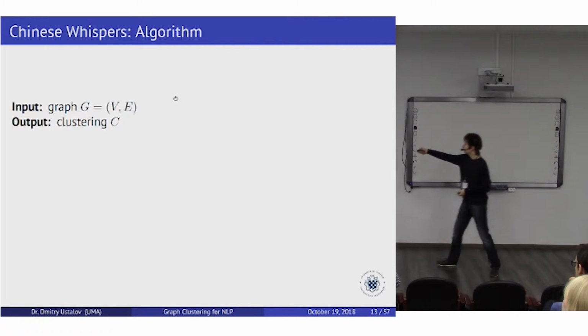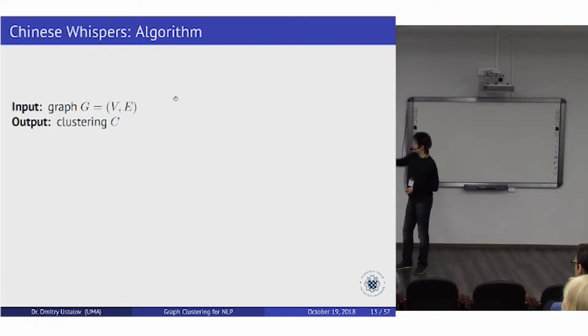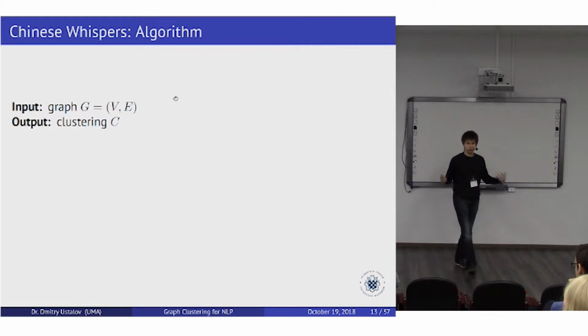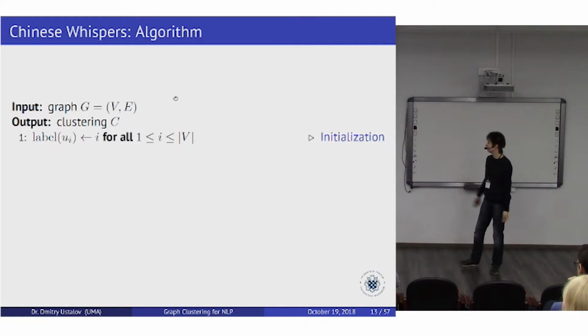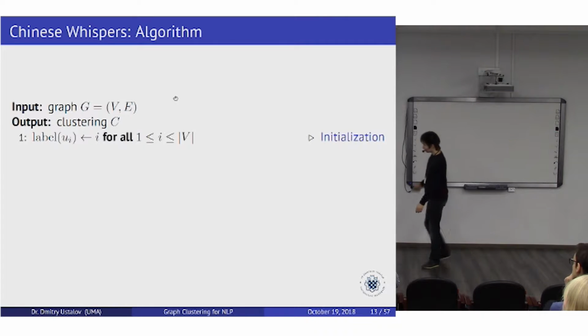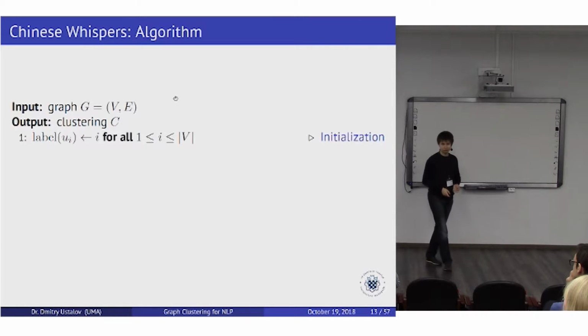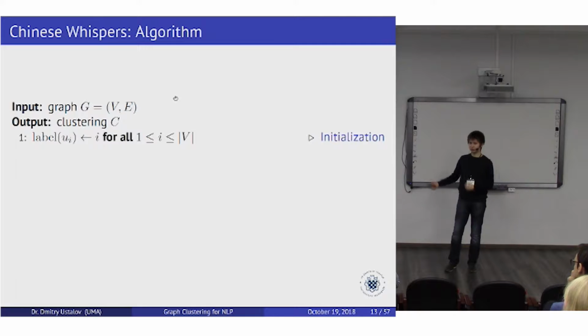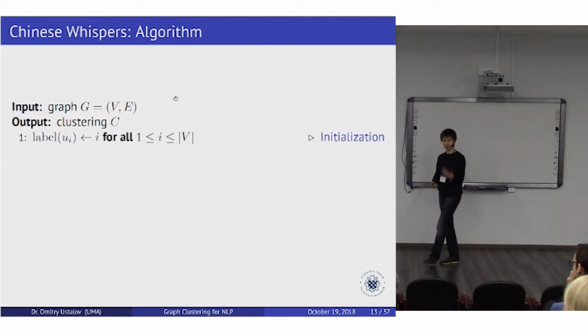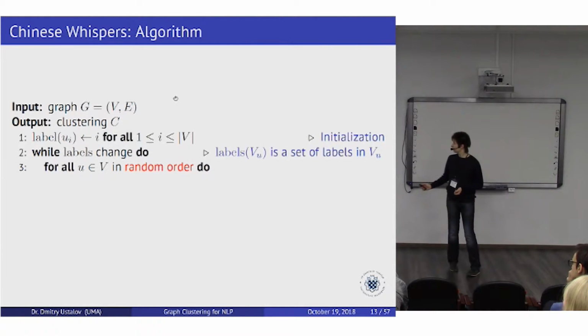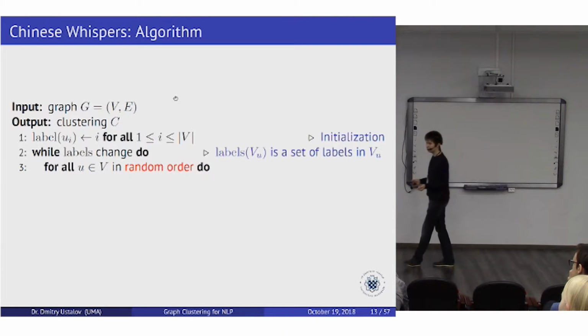OK, let's go. We have a graph as an input, and as the output, we have a clustering. Actually, this part is virtually the same for all the algorithms. Chinese Whispers works as follows. For each node, it assigns a unique number. For instance, if you have 10 nodes, one node will be 1, the second 2, and so on. The order is not necessary, just these numbers need to be unique. Good? And that's almost done, actually.